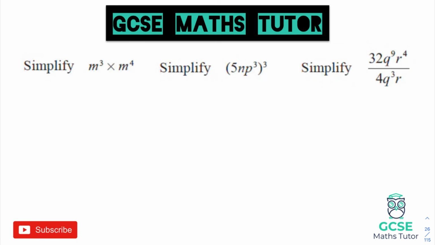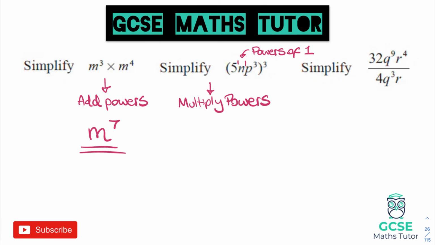With laws of indices, when you are multiplying, just like before, you can add the powers. So we would add the powers here. 3 plus 4 would be a power of 7. When you have brackets, you have to multiply the powers, and that includes any numbers within the brackets.